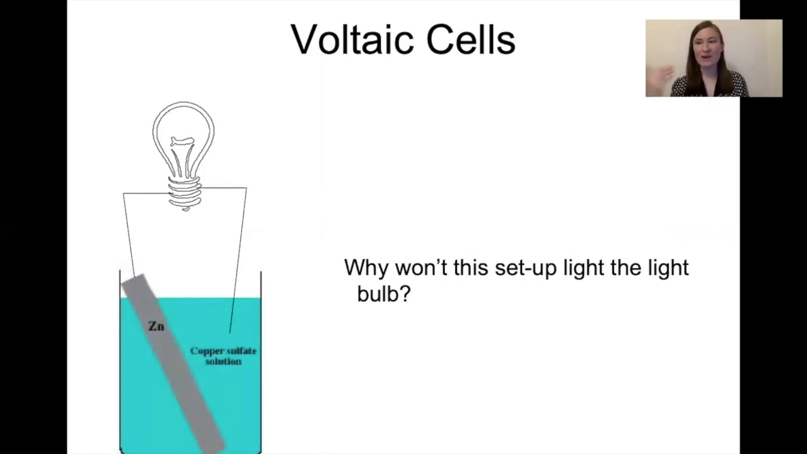So you might want to pause the video for a second, take a minute to think about why this setup is not going to light the light bulb. We have a chemical reaction that's spontaneous, and yet it's not going to work to light the bulb.